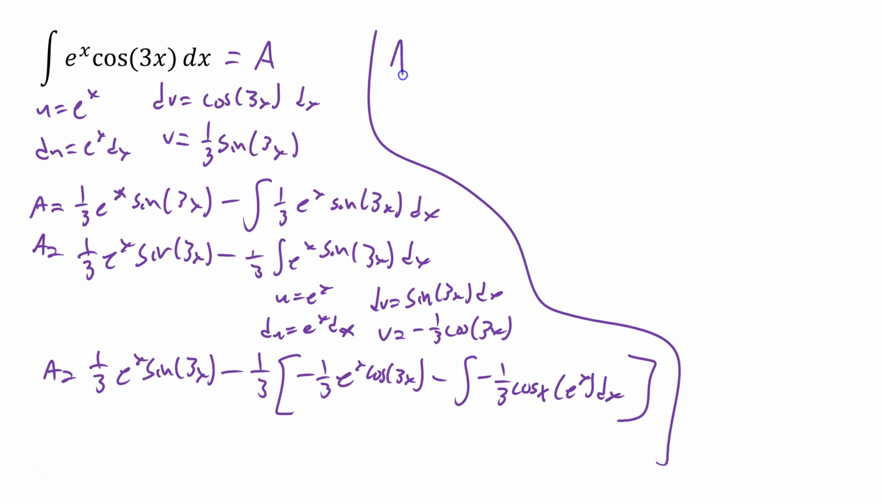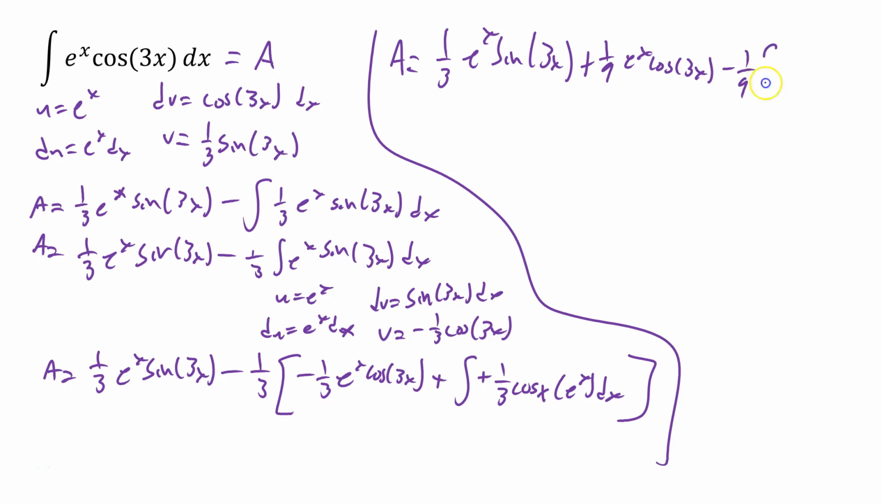So a equal to 1/3 e to the x sine of 3x minus 1/3, sorry, let's distribute that out. So we'll have plus 1/9 e to the x cosine 3x. And then it looks like we'll have, so these two negatives are going to turn into a positive. So we'll have minus 1/9 integral e to the x cosine of, oh, did I drop a 3? There should be a 3x in here. Not bad. Okay, so e to the x cosine of 3x dx.